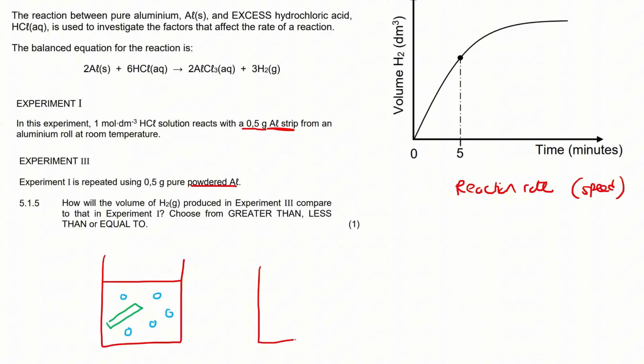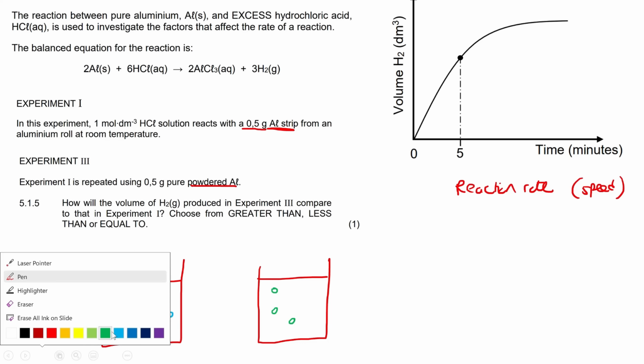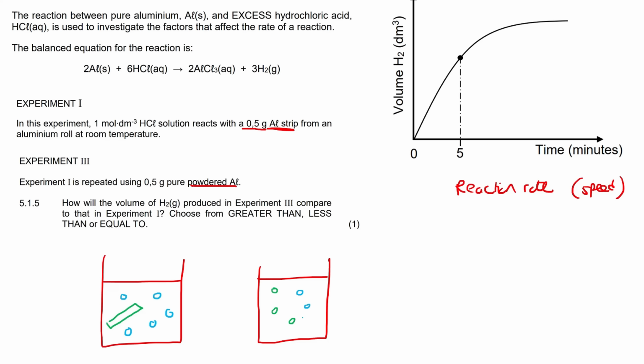Then in experiment 3, all we do is turn the strip of aluminium into a powder. So let's say we've got that, and then we've got our original HCl. It's the same amount of aluminium in both scenarios, 0.5 grams, 0.5 grams.